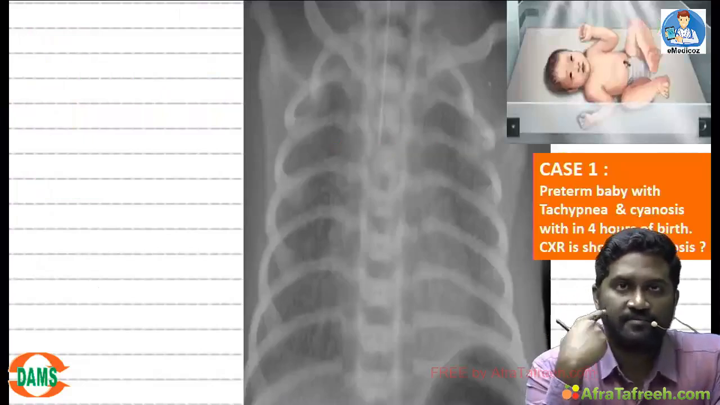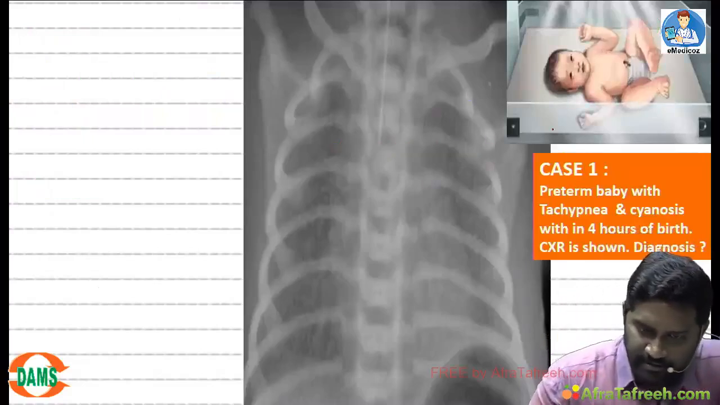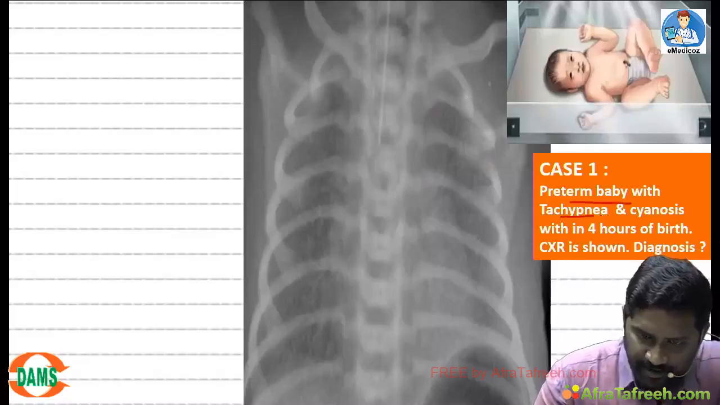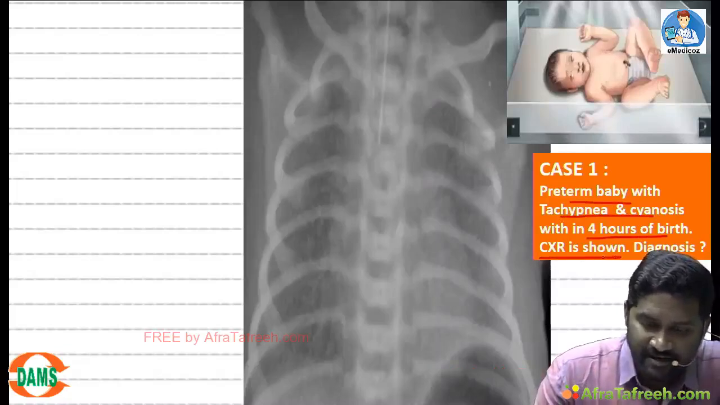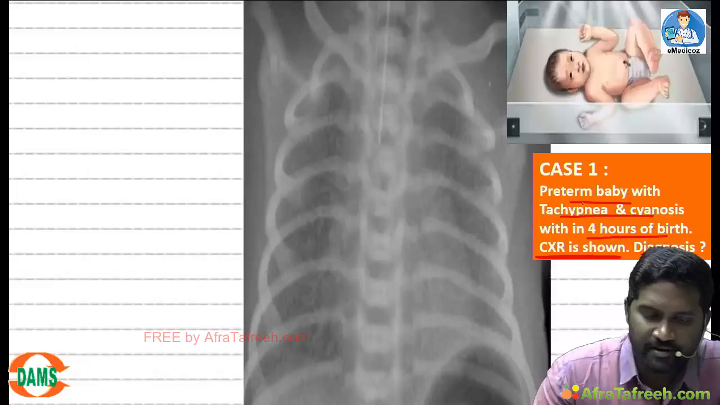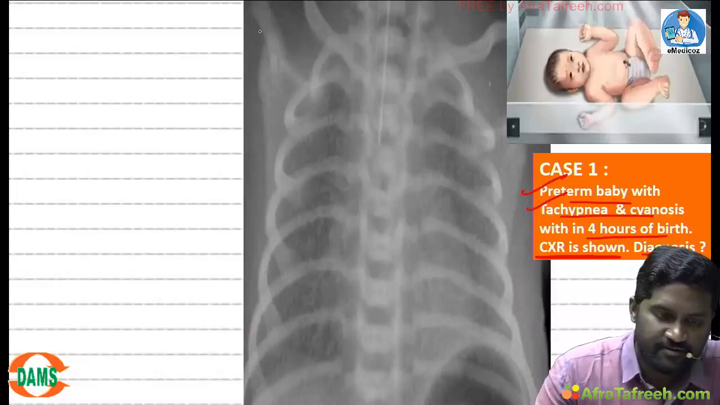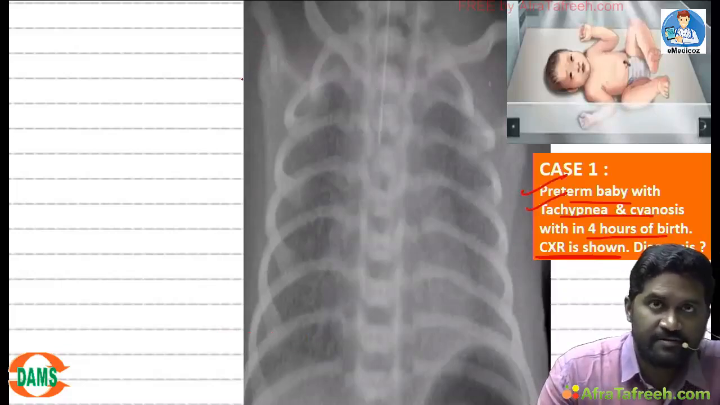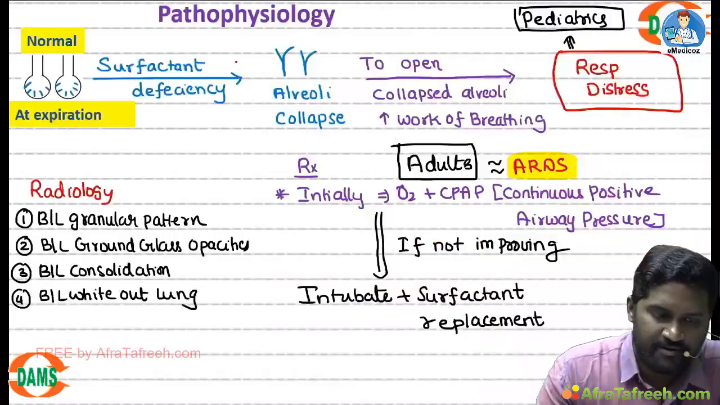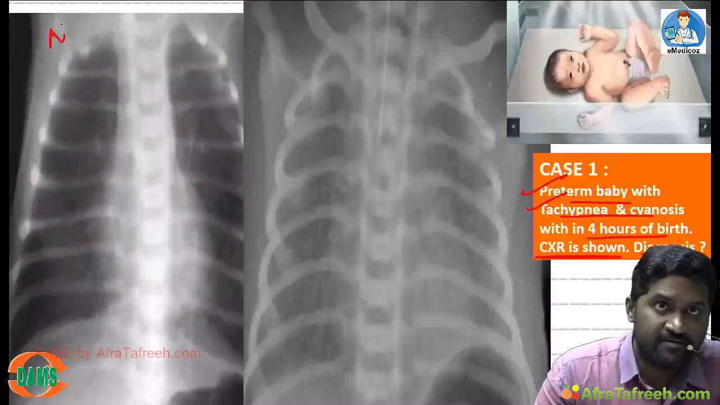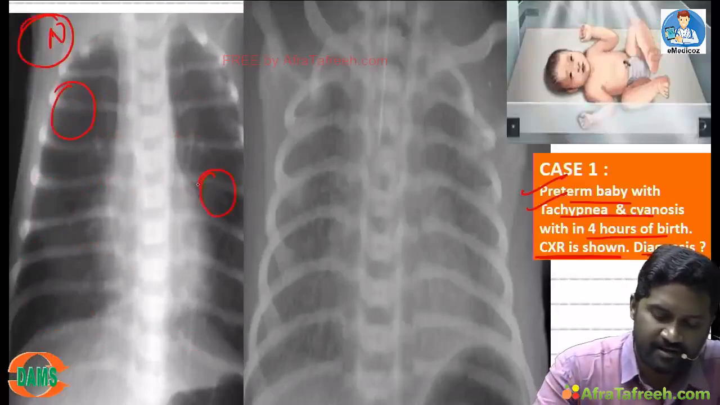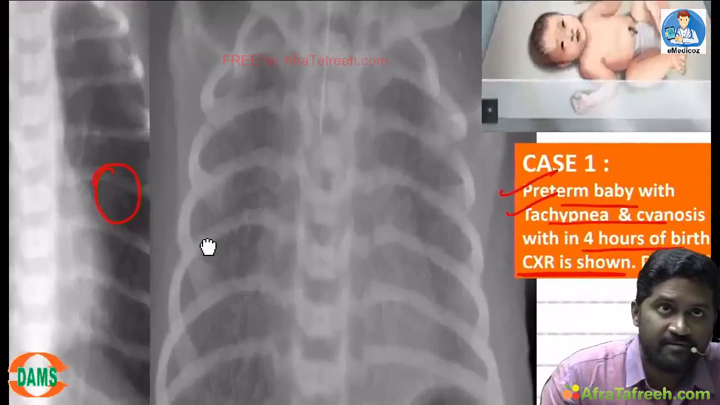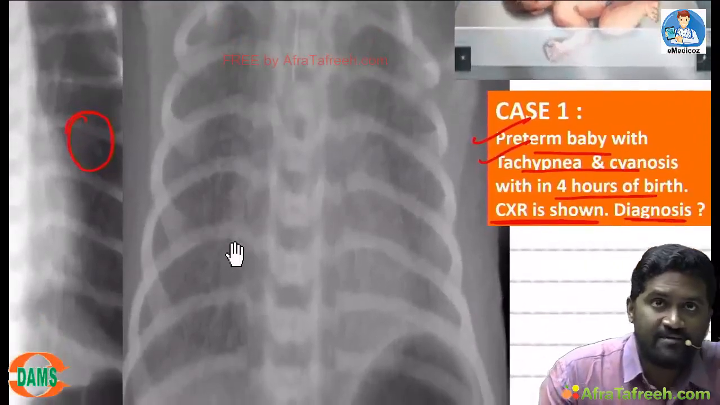Now this is case number 1. There is a preterm baby. You have seen a preterm baby with tachypnea and cyanosis within 4 hours after birth. Chest X-ray is shown. What is the probable diagnosis? This was the chest X-ray. Now what do you notice in this chest X-ray, students? For comparison, I will give you a normal chest X-ray. This is a normal chest X-ray. You can see majority of the areas are black. But in this one, there are bilateral whitish areas.